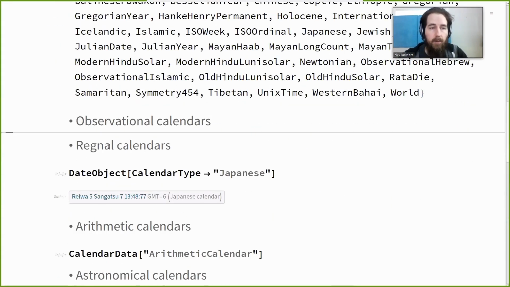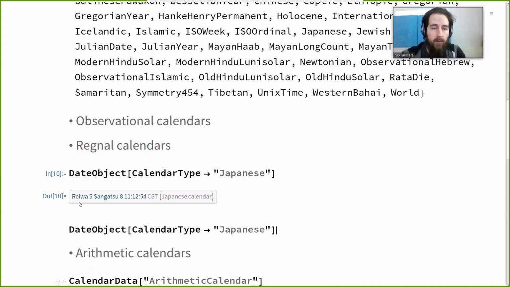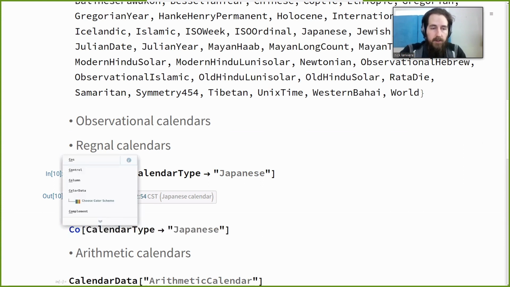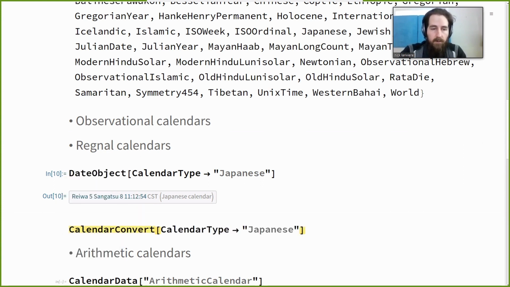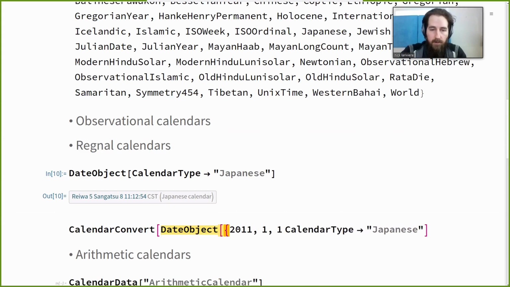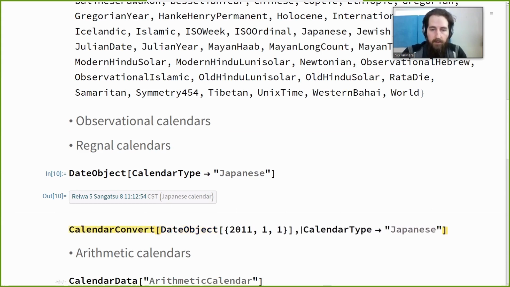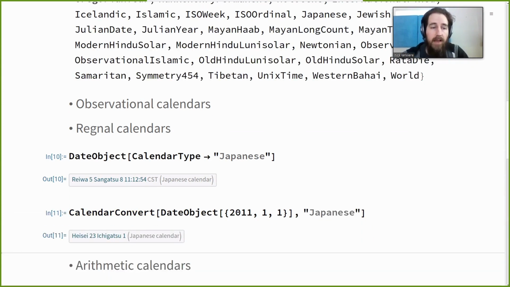I mentioned a little bit ago about regnal calendars. These are calendars associated with either dynasties or rulers or emperors of one kind or another. So as I mentioned, if you look at the current date on the Japanese Gengo calendar, we are in the 5th year of the Reiwa era. If we were to go backwards and do a conversion of a date a few years ago, so we did a date that is in 2011, and we wanted to convert to the Japanese calendar, we would be in a different era, during the Heisei era.